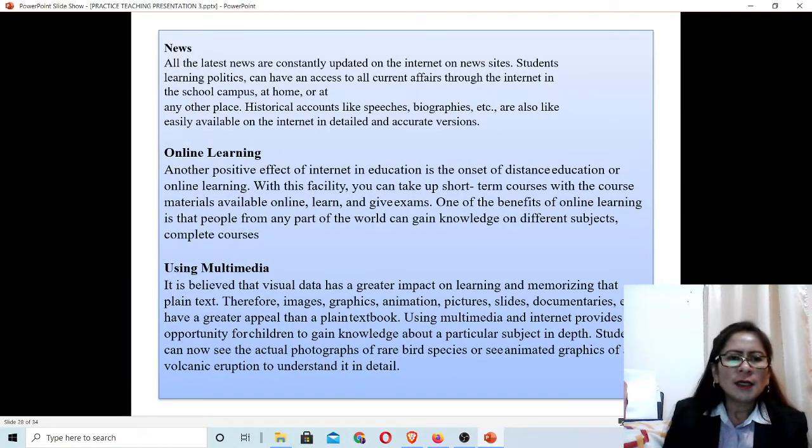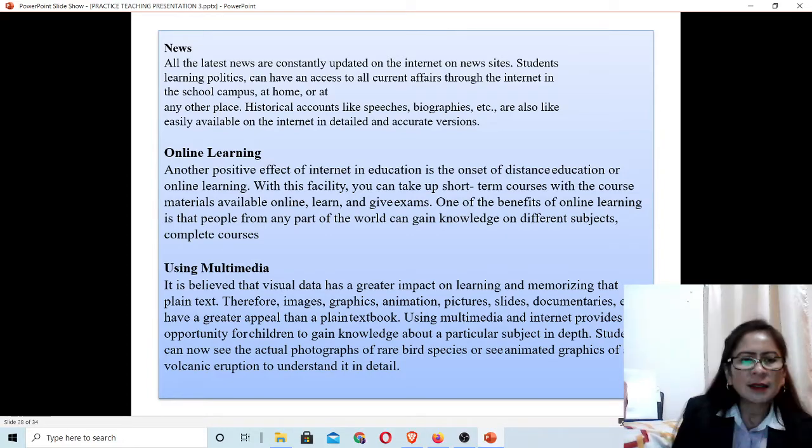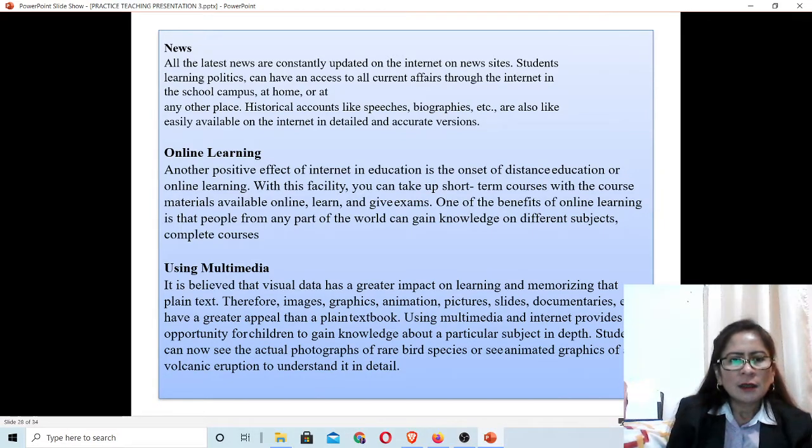News. All the latest news is constantly updated on the internet on news sites. Students learning politics can have access to all current affairs through the internet on the school's campus, at home, or at any other place. Historical accounts like speeches or biographies are also easily available on the internet in detailed and accurate versions.